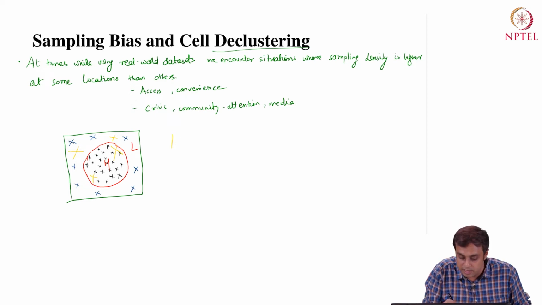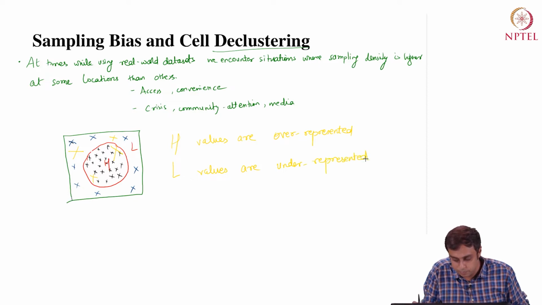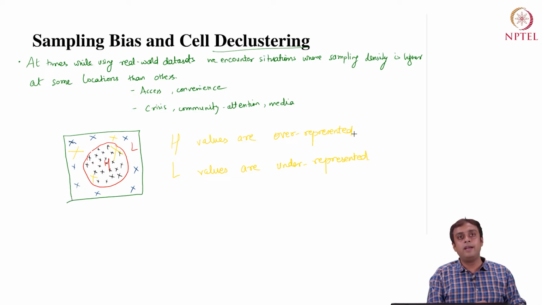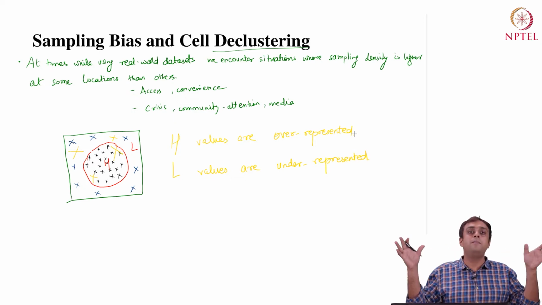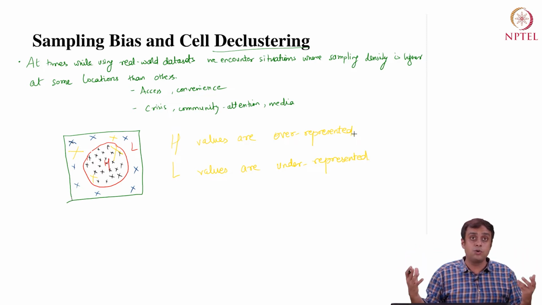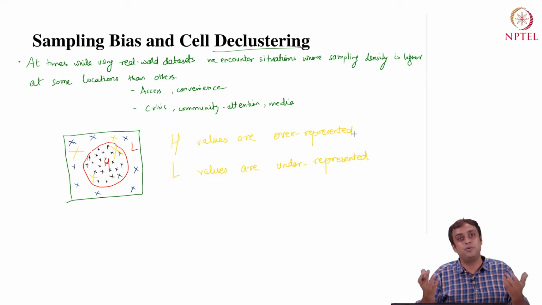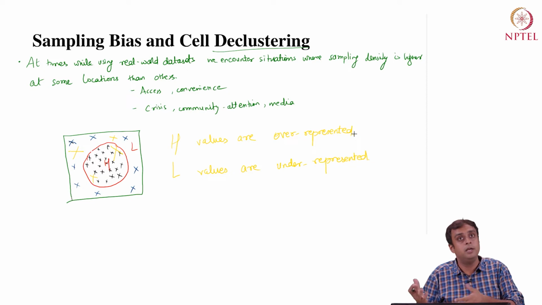So here, obviously, H values are overrepresented, and L values are underrepresented. Correct? Right? So if I take a sample mean, if I just take a mean without being cognizant of this disproportionate issue, I'm going to have a biased understanding of the situation in the real world that I'm trying to study.